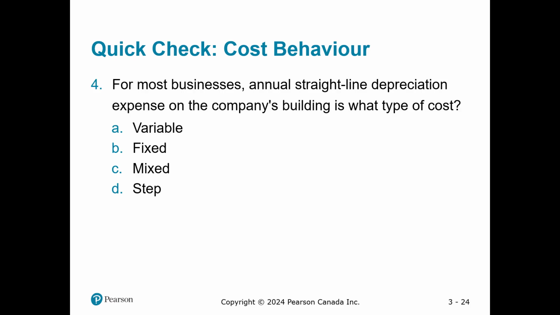For most businesses, annual straight-line depreciation expense on the company's building is what type of cost? Variable, fixed, mixed, or stepped. Straight-line depreciation is the same amount every single period, so this is a fixed cost.